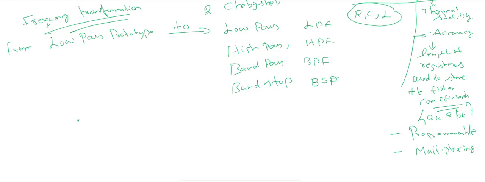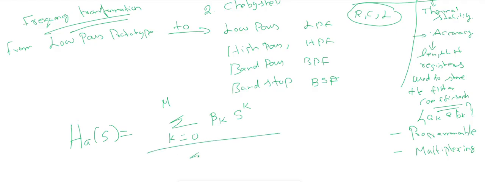Generally, the analog transfer function can be described as the system function HA(S), equal to the summation from k equals 0 to M of beta k S to the power k, divided by the summation from k equals 0 to N of alpha k S to the power k, where S is equal to e to the power j omega. So we'll write the transfer function.